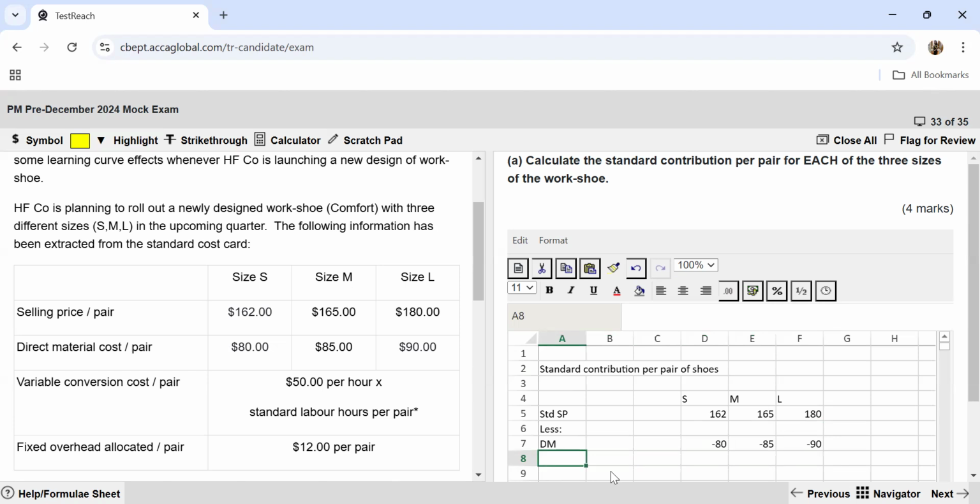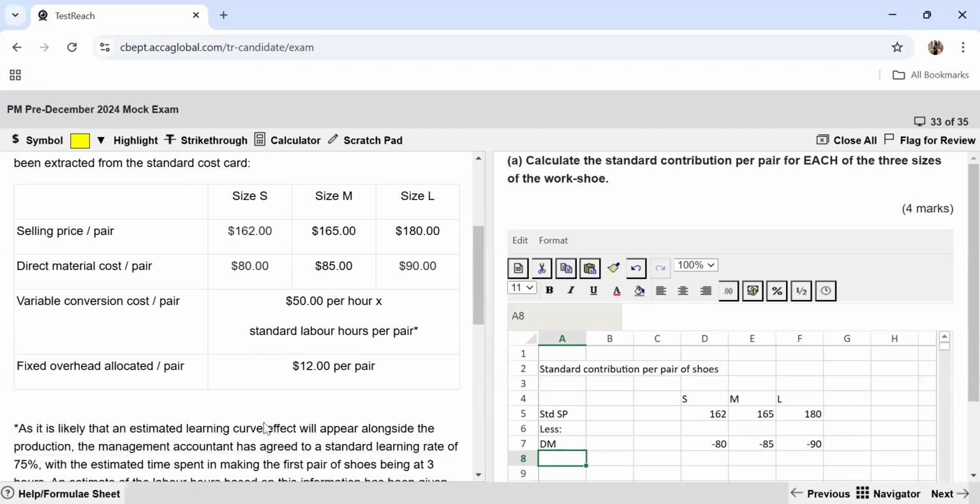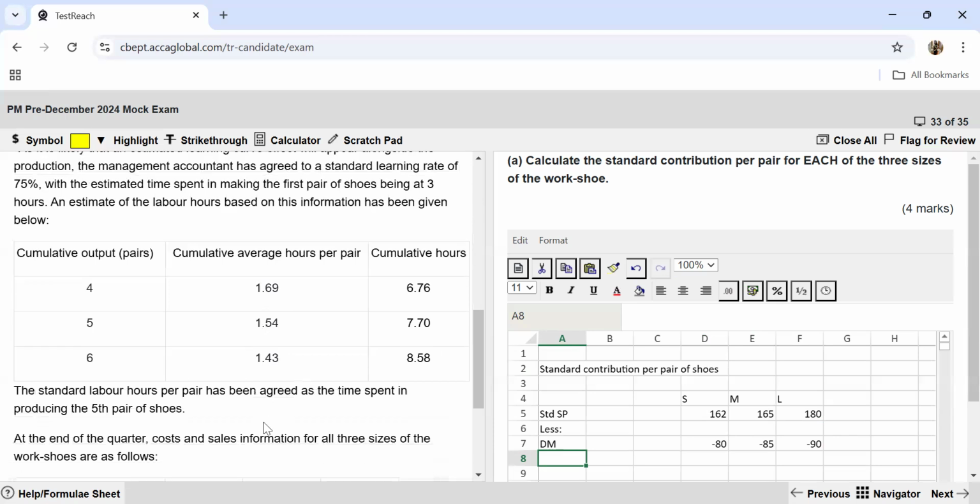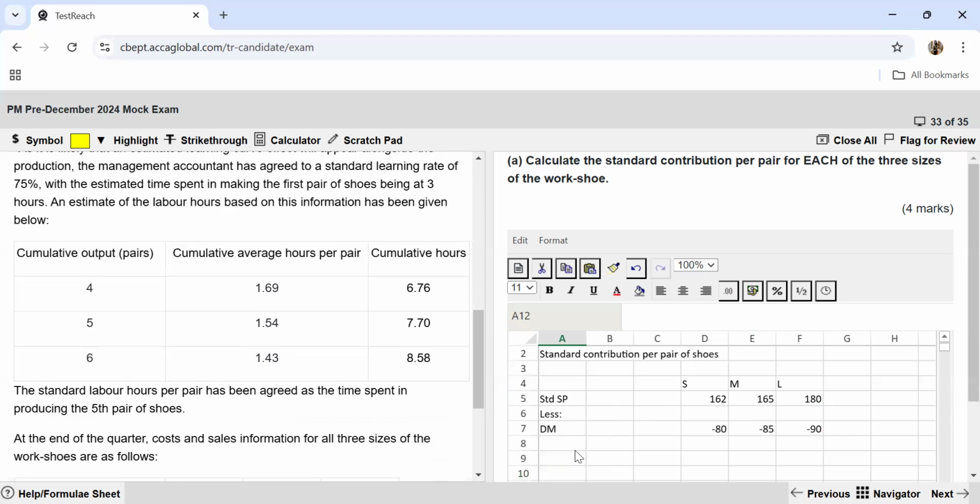Now, when it comes to the conversion cost, the variable conversion cost is the last thing that we need to find out over here. So this depends on the standard labor hours per pair. So for this, we need to run all the numbers with respect to the learning curve to be able to find out how many hours are we taking as the standard labor hours per pair. So this is the table that has been given to us, and we read that standard labor hour per pair will be agreed as the time spent in producing the fifth pair of shoes. So let's go to our workings now.